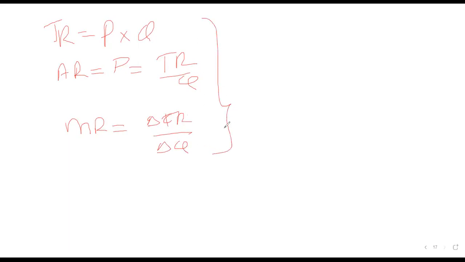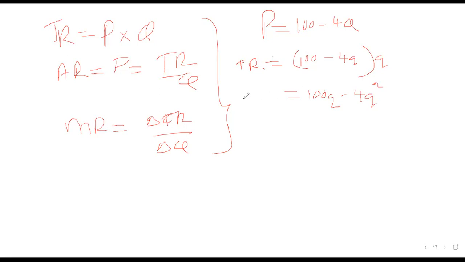Now, given a price of 100 minus 4Q, how do you find the total revenue? The price times quantity. So 100 minus 4Q, you put a Q there. When you multiply this, you're going to get 100Q minus 4Q squared. This is called our total revenue.